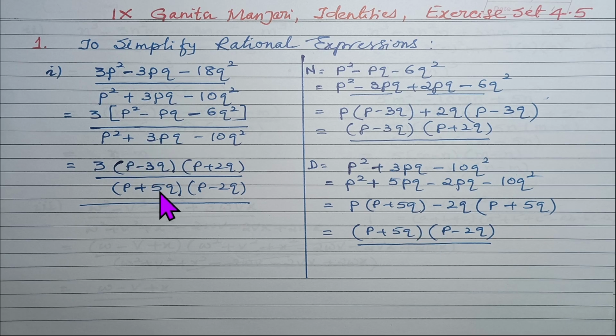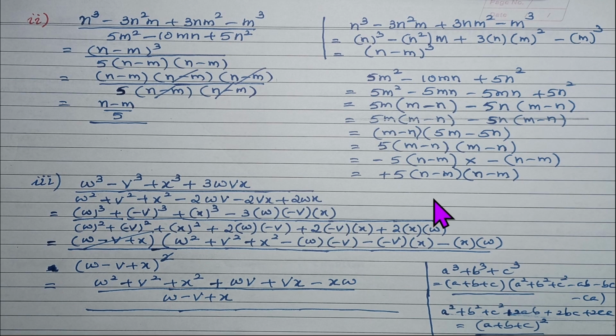Then writing them in the denominator, I have got here 3 in the bracket p minus 3q, p plus 2q divided by p plus 5q, p minus 2q. Nothing is common in this, nothing gets cancelled here. So that is the simplification of the given rational expression. So try to understand that. Now coming to the next example.